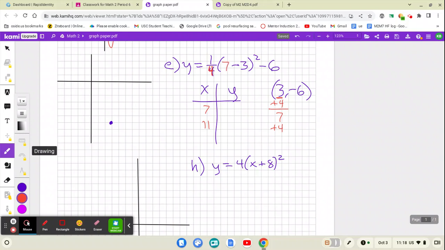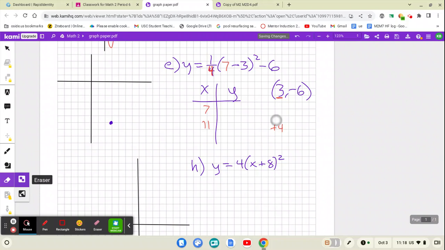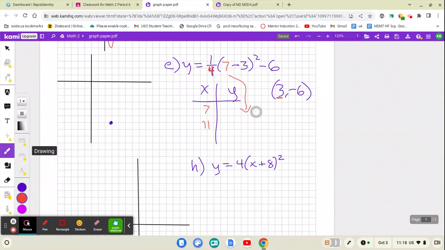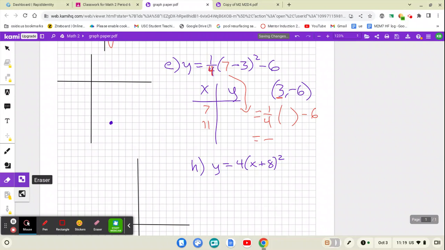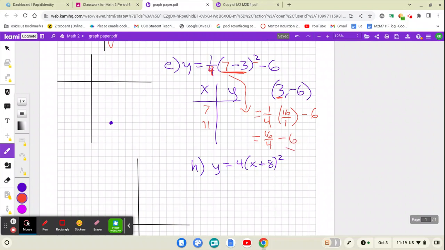You can use a calculator, but you might not need it. I'm going to probably show a little bit of work this time because when there's fractions, I want you to know where I'm getting my numbers. So I'll do some work over here. We're going to have 1/4 times something, then minus 6. Okay, plugging in 7. We get 7 minus 3 is 4. 4 squared is 16. And then multiplying across, I get 16 over 4, which I'll then subtract 6. 16 over 4 is 4, minus 6 is negative 2.